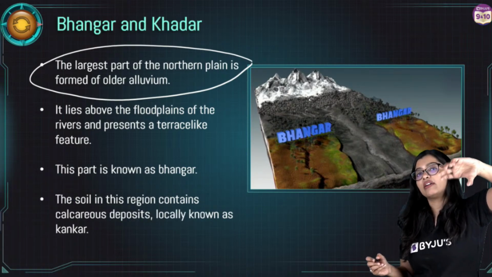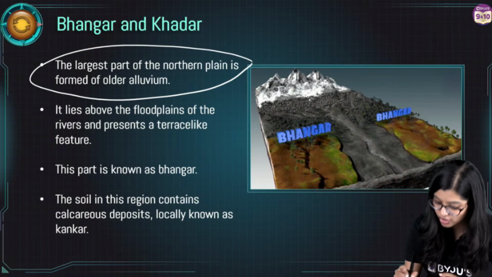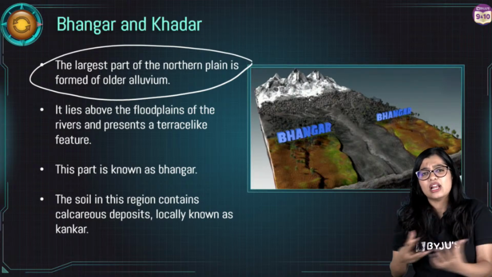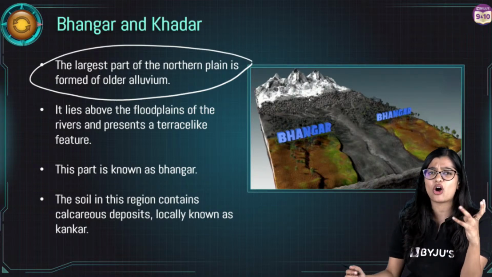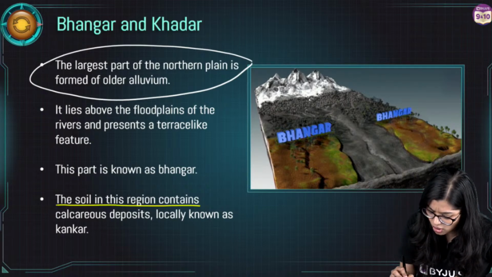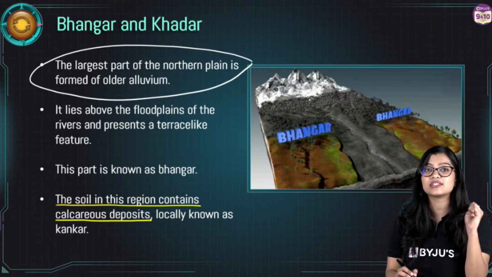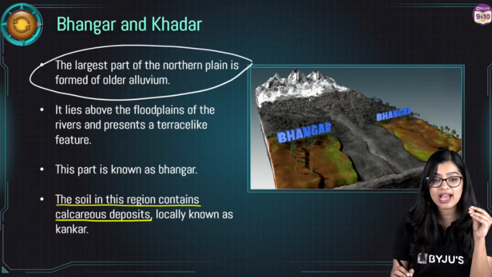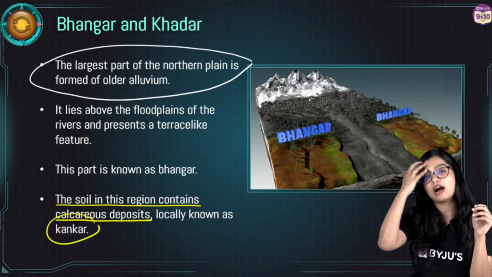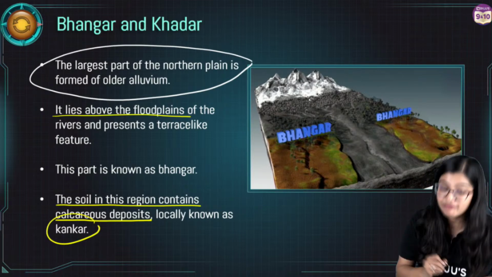Now, once your rivers cross your Terai region, we see that eventually they bring in a lot of soil, a lot of different kinds of silt and many other things. We see that it brings in soil which has a lot of calcareous deposits. That means these are deposits rich in calcium, forming small ball-like structures which we call kankar. As you can see, they lie above the flood plains.